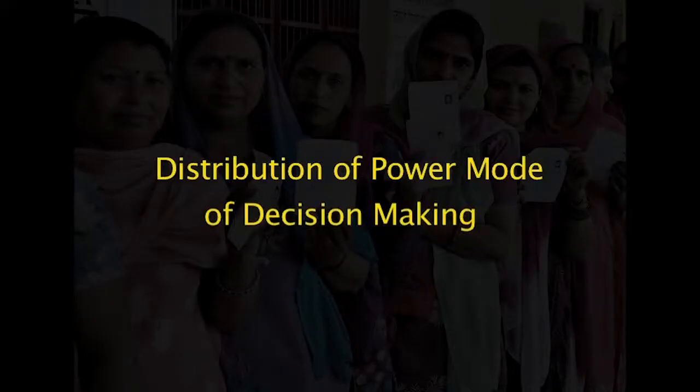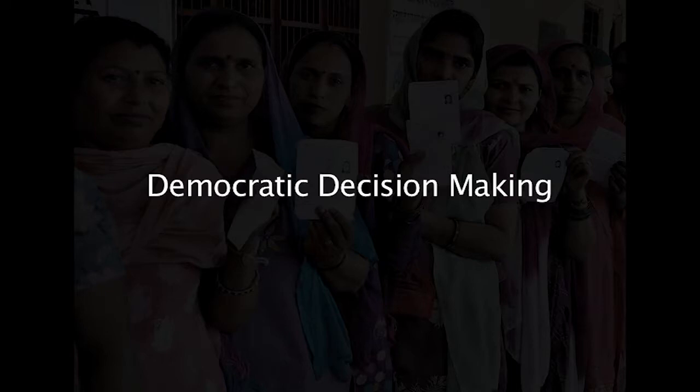Distribution of power: mode of decision making. The decision making power in different countries is of 4 types. First, democratic decision making. It is a system of government by the whole population or all the eligible members of the state, typically through elected representatives, in which everyone is treated equally and has equal rights. It is a form of government in which people choose leaders by voting.